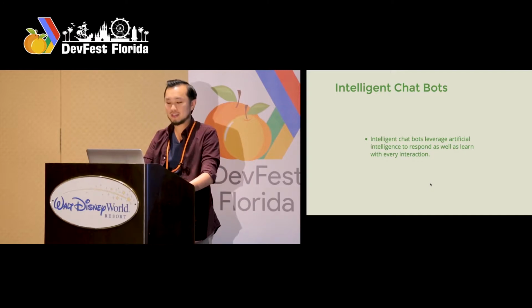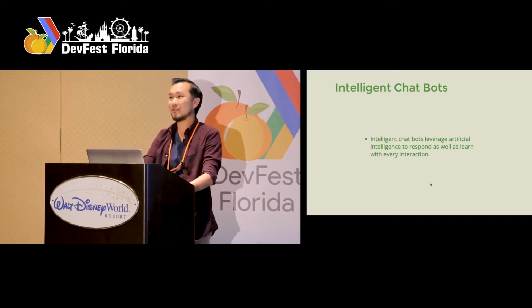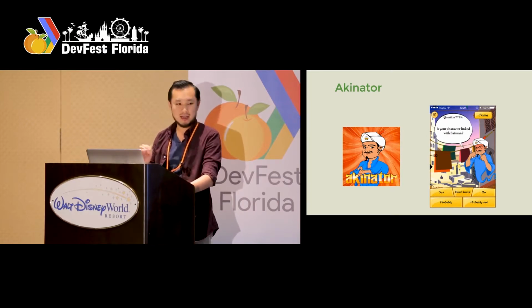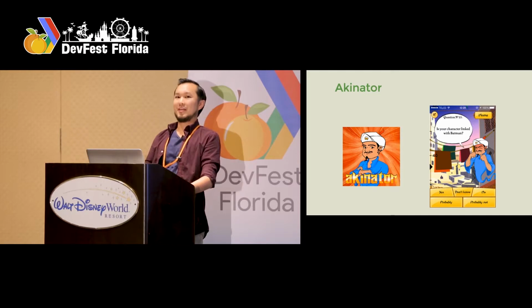Most of the intelligent chatbots leverage artificial intelligence, and if they're really good, they'll actually learn more about you and learn how to interact better with you. I think a very, very early version of a really good intelligent chatbot is Akinator. Akinator is kind of like a game where he's really good at figuring out a character that you're thinking of. So if I'm thinking about Neon Cat, right?